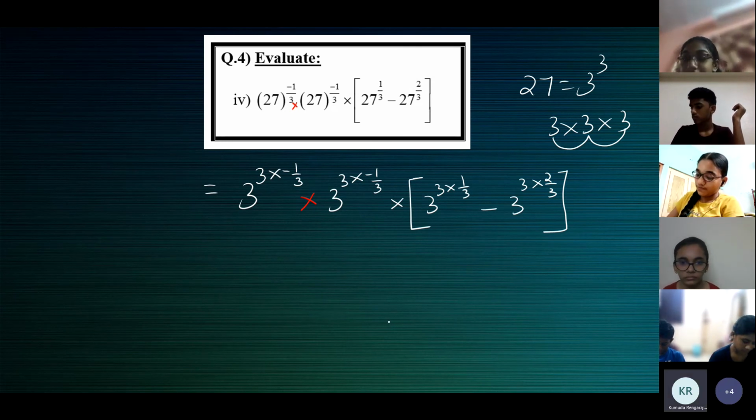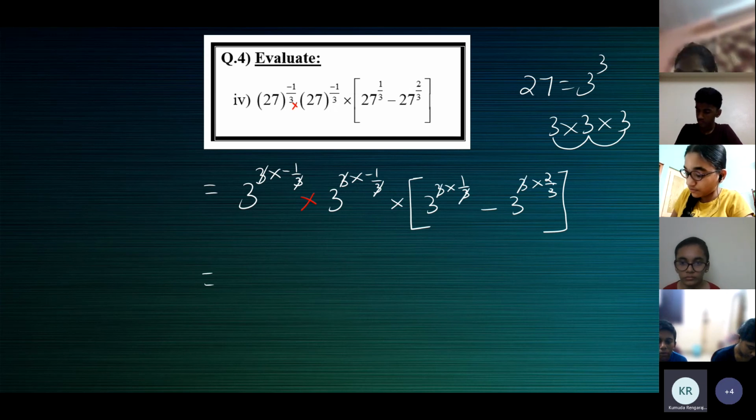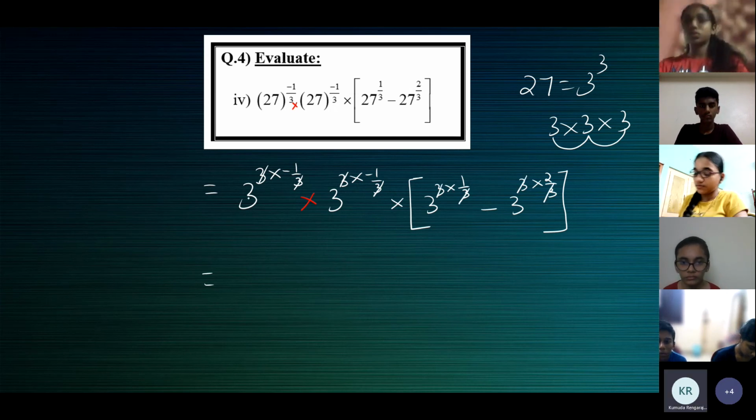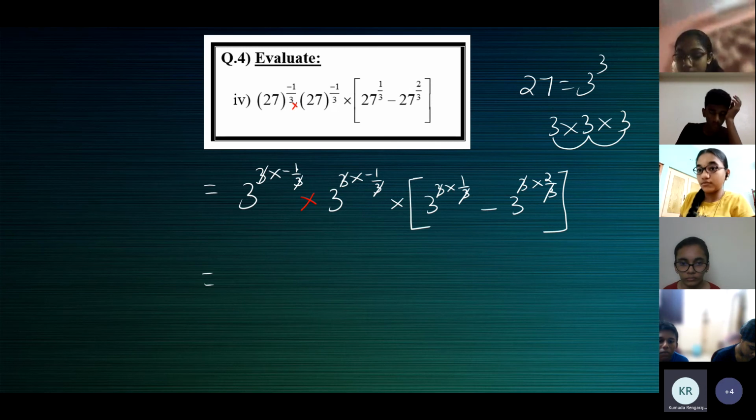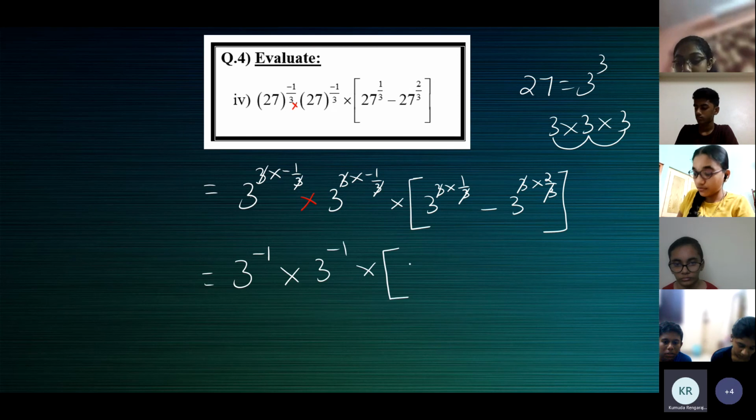I don't have to explain. I think all of you understood. So this is equal to 3 and 3 gets cancelled. So now we have 3 to the power minus 1 here, children. Don't forget that. 3 to the power minus 1 into, in the square bracket, what do we have? 3 to the power 1, which is 3, minus 3 to the power 2, which is 9.